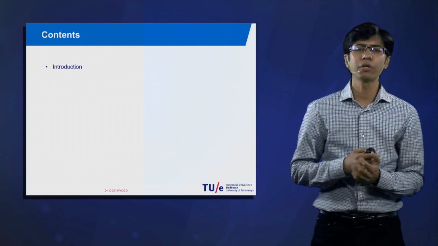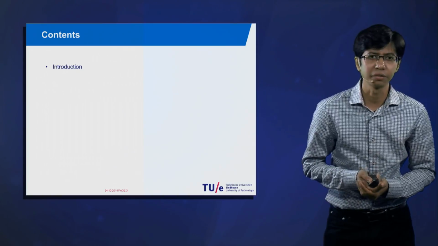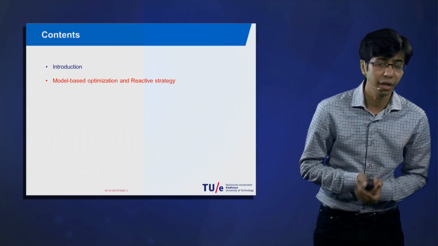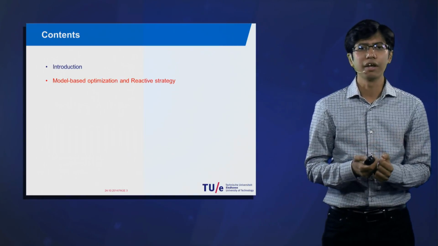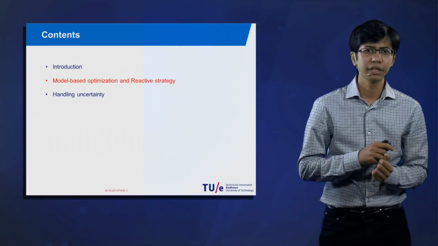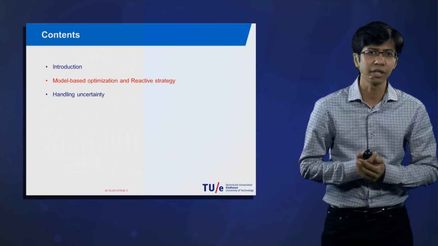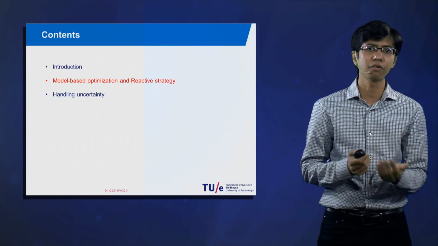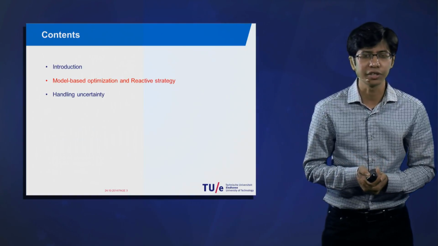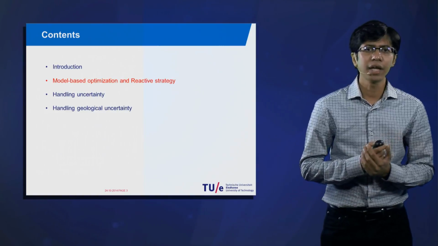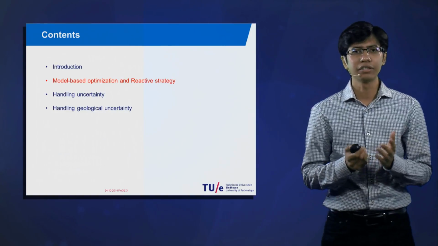Now, how am I going to achieve this target? Here's the recipe. I'll start with the definition of the model-based optimization, and I'll compare it with the conventional reactive strategy. Then I'll not use the uncertainty in this model-based optimization, and we'll see the effect of uncertainty. Then I'll talk about how we can handle this uncertainty, and also give some previous work that has been done before. Then I'll move to handle the geological uncertainty only.